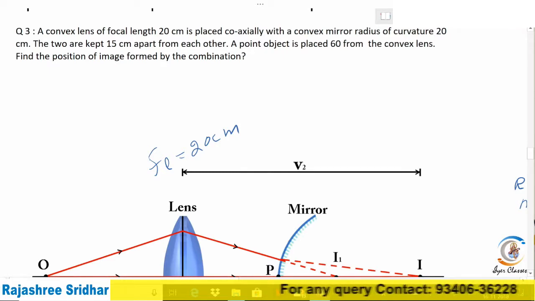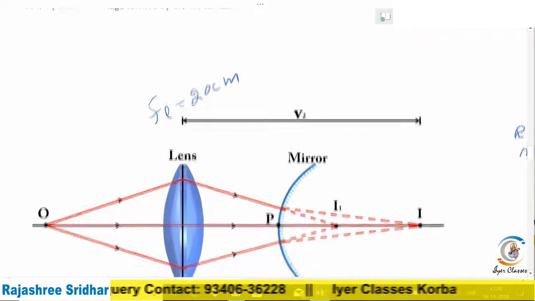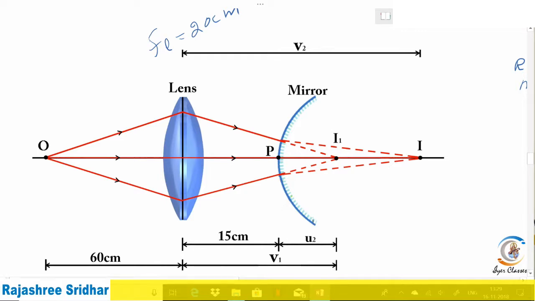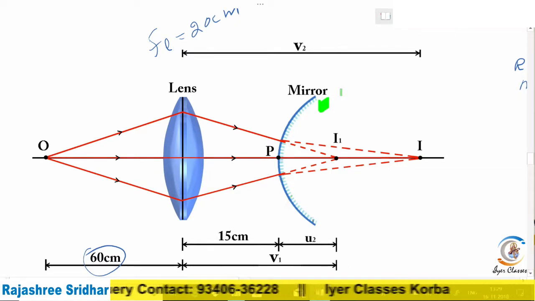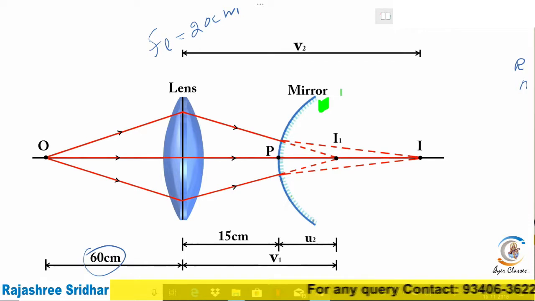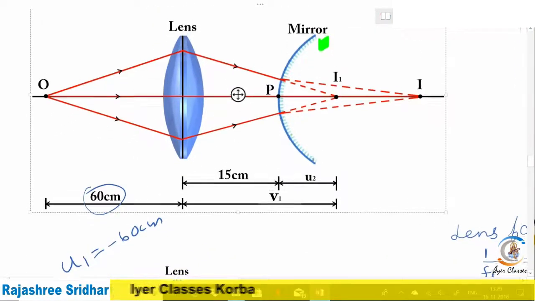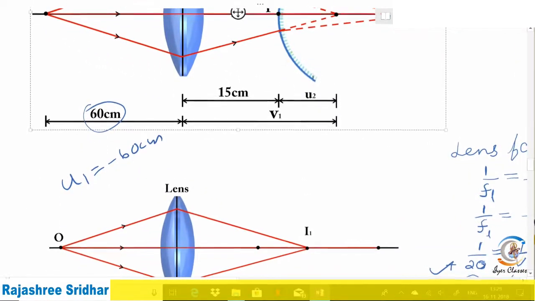First, the solution: we need to consider both the mirror and the lens together. As per the question, there is a combination of a lens and a mirror. The object is placed 60 centimeters from the lens, and the mirror is placed at a distance of 15 centimeters from the lens. Now, we have to consider the refraction from the lens and the reflection from the mirror. So, first we will consider the refraction from the lens, and for that we need to consider the diagram of only the lens, discarding the mirror.